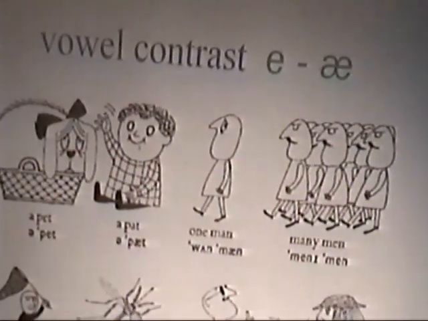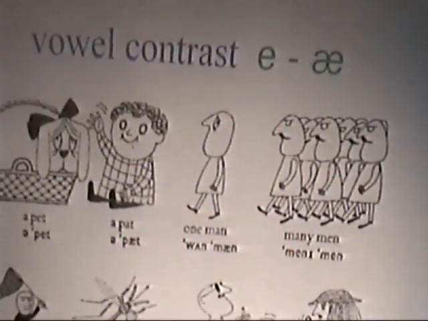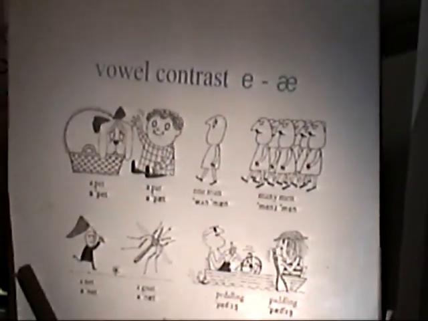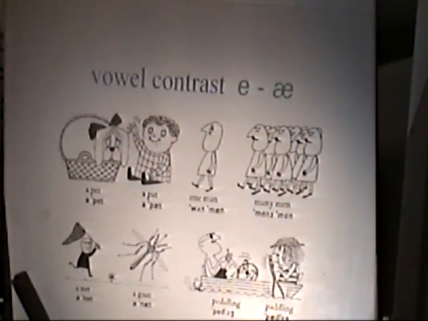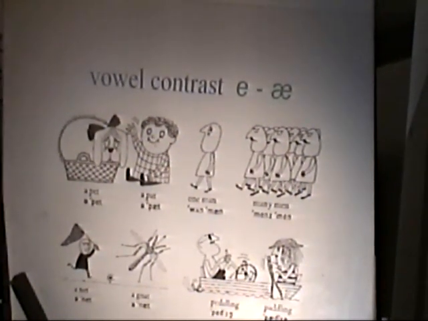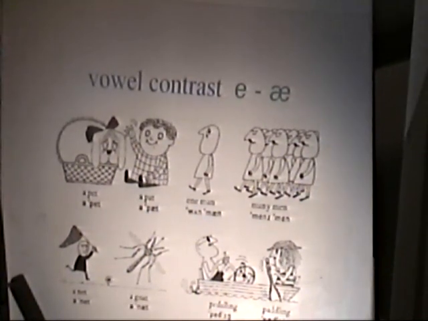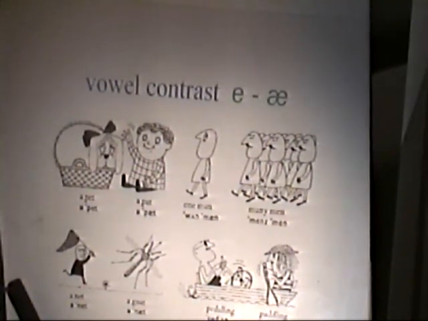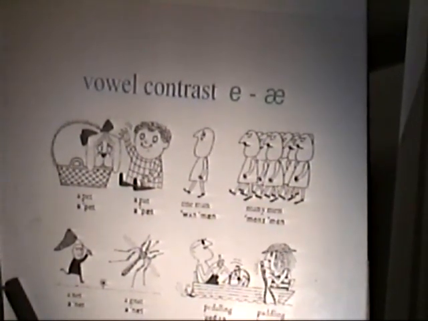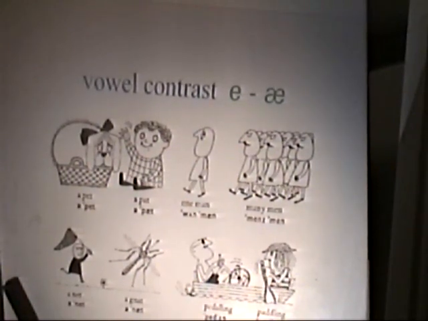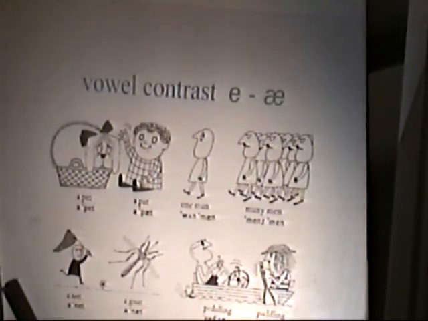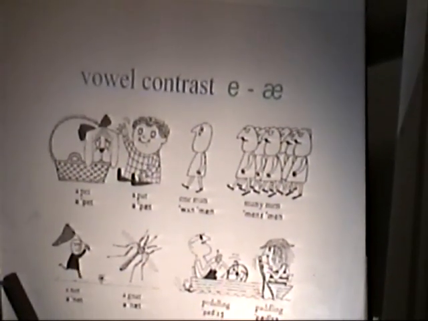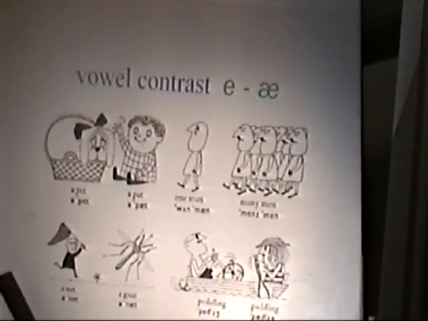Here's another one of them. This is the difference. I think we saw the other day that this is problematic in Germany, Poland, Hungary, Ukraine, Russia. Difference between /e/ and /æ/: a pet, a pat, one man, many men, a net, a gnat, peddling, paddling. Well, that's a good example of an easily confused message. Which one is peddling and which one is paddling? One of them's paddling, the other one's peddling. I suppose it might be important to know which one is doing which.